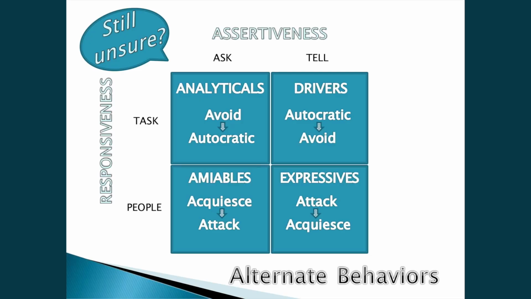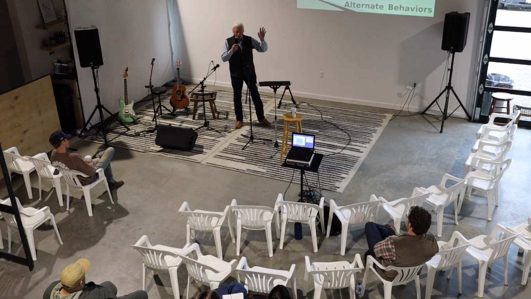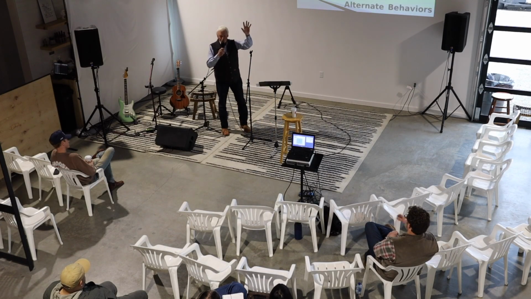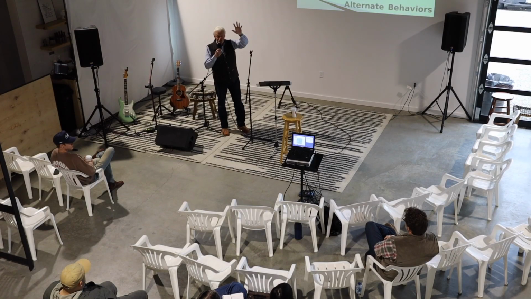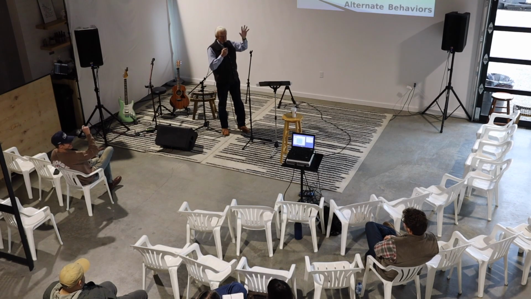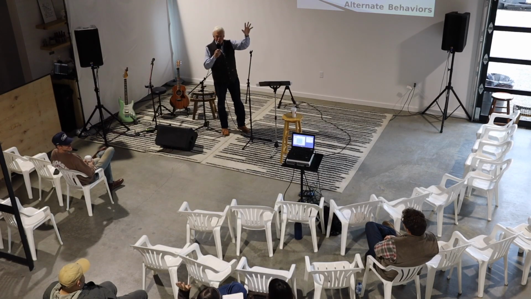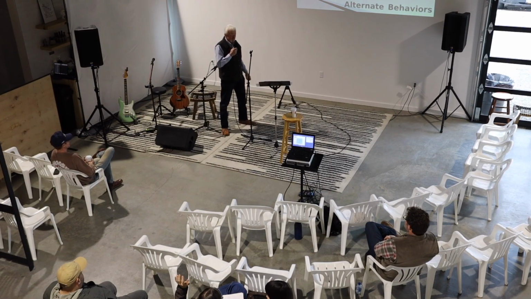So now, having shared the alternate behaviors and scenarios with you, let's see how we vote now. How many, by a show of hands, are analyticals? Okay, about the same. Drivers? Oh, 4. Okay, we had a little change over here. How many are drivers? Okay, good. How about those expressives? Good. A few new ones. Confirmation. Amiable, finally. How many are the amiables? Good. Okay.